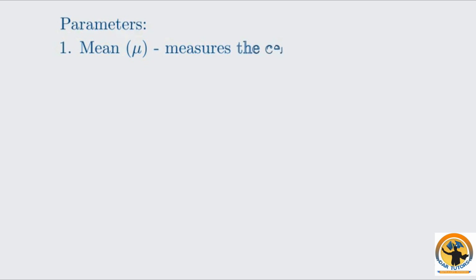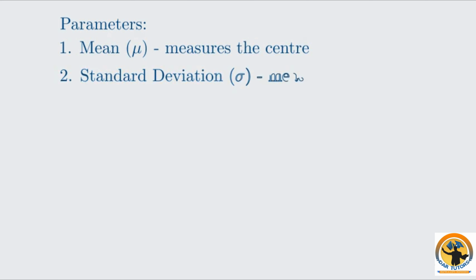So, how do we define a specific normal distribution? Every normal distribution is characterized by two key parameters. The first is the mean, represented by the Greek letter mu. This measures the center of the distribution. It's the point where the bell curve peaks. The second parameter is the standard deviation, represented by the Greek letter sigma. This measures the spread or dispersion of the distribution. A small standard deviation means the data is tightly clustered around the mean, resulting in a tall and narrow curve. A large standard deviation means the data is more spread out, leading to a flatter and wider curve.